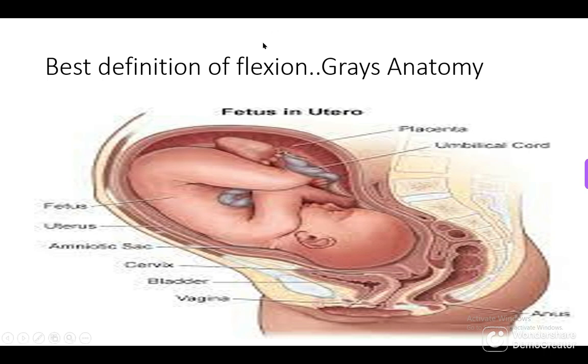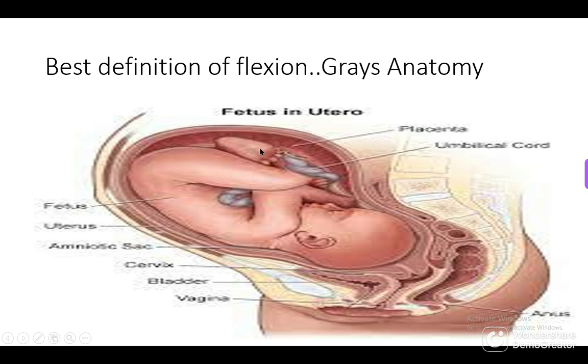The best definition of flexion is written in Gray's Anatomy, 35th, 36th, 37th edition. All positions which are required in the uterus, in the second to last trimester, all positions. Look, the head is down, that is flexion. All limbs are in a position like this. It is all flexion. Look, the hands are also rotating, and they are moving towards the baby. These are flexions.